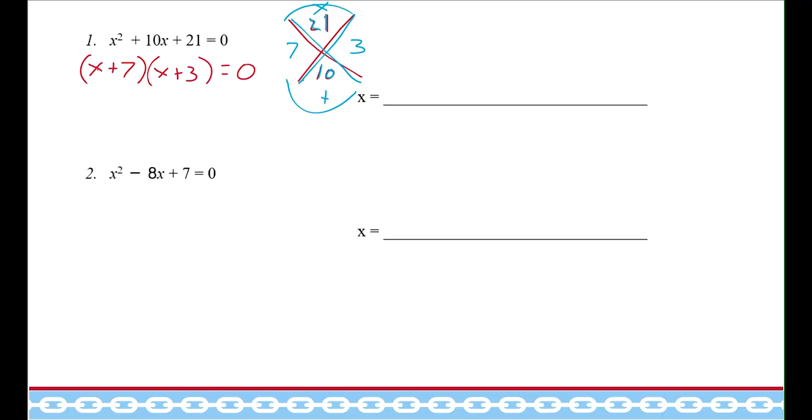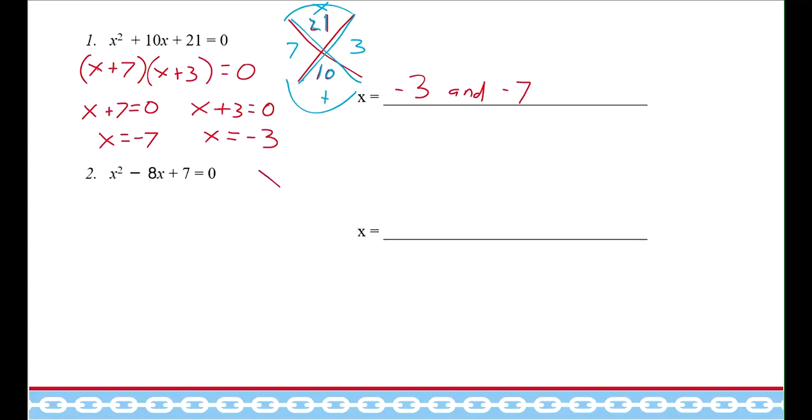And then I would split this into two problems. So x plus 7 equals 0, and x plus 3 equals 0. And then I would solve those two equations. So I'm going to subtract 7 away. x equals -7. Here, I would subtract the 3 away. x equals -3. So my answer is x equals -3 and x equals -7.